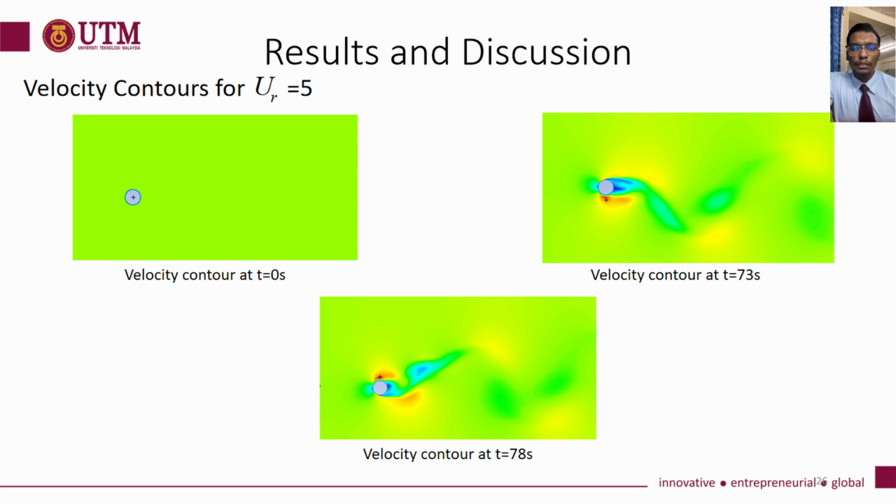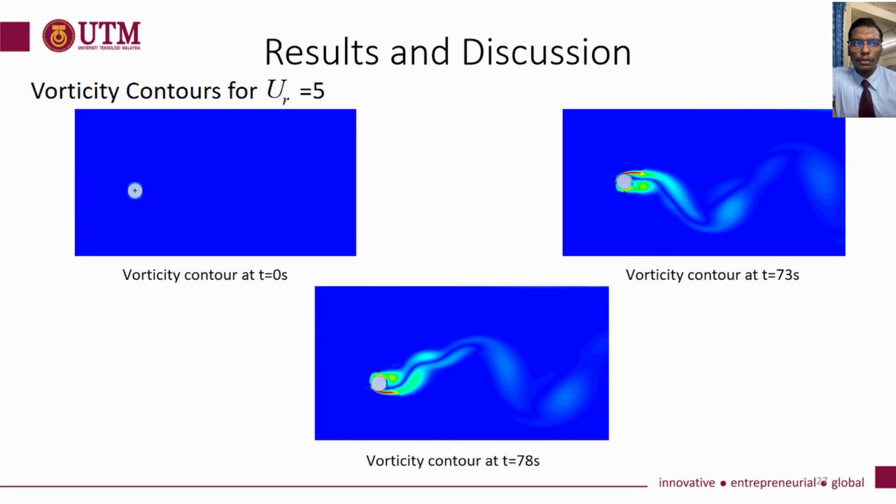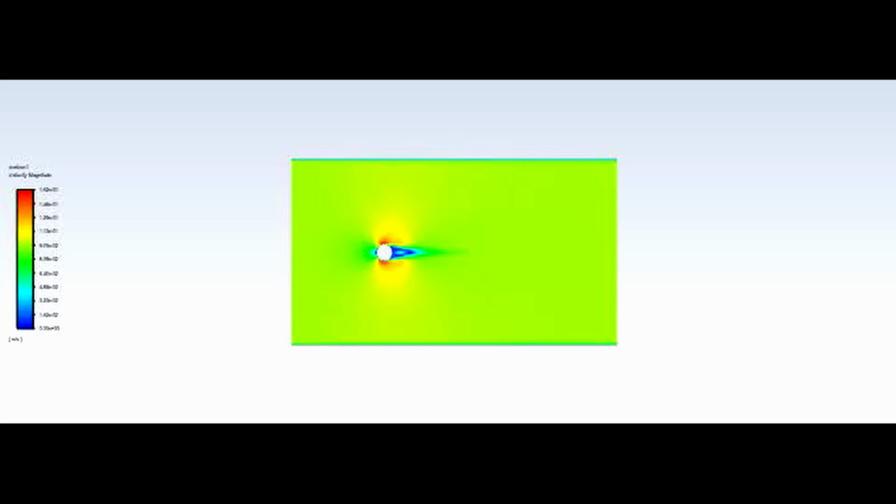The next part of the results consists of the velocity and vorticity contours. Here we can see the velocity contour for reduced speed 5 at different times, where the cylinder is in the initial position, the topmost position, and the bottom position. And here we can see the vorticity contours of reduced speed 5 at different times, where the cylinder is in the initial position, the top position, and the bottom position. The contours were captured to show the motion of the cylinder and also the vortex formation during the simulation run. Here you can see the animation of the simulation of reduced speed 5. From this animation we can see the movement of the cylinder.